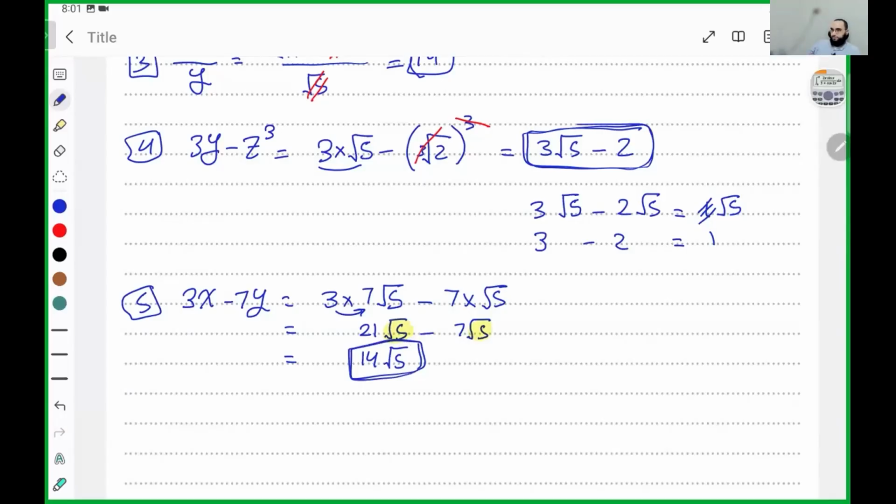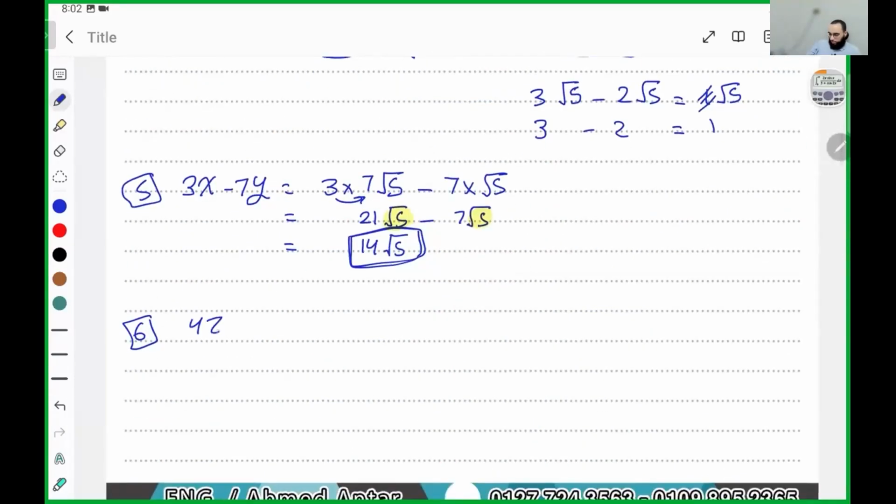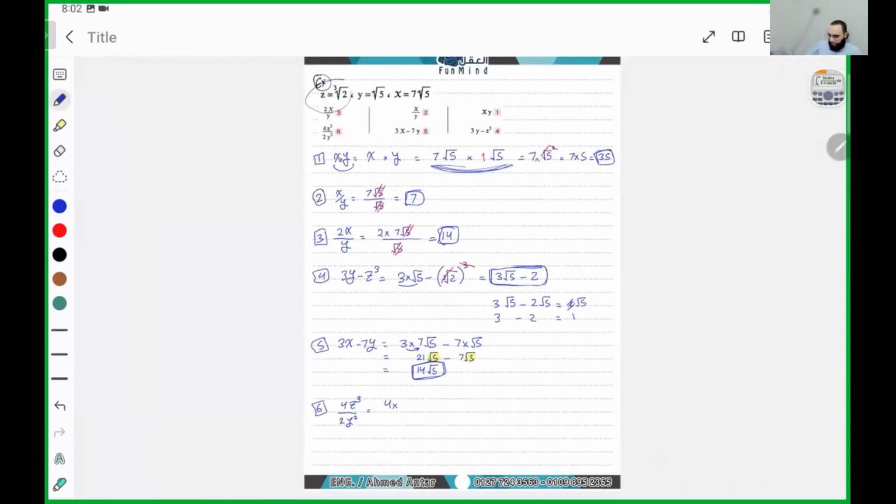Any problem? No. Nurhan, the last is 4z to the power of 3 over 2y to the power of 2. What is the value of z? The value will be 4 cubic root 2 to the power of 3, because it's z to the power of 3 over 2 times y to the power of 2. Y equals 5 square root 5, root 5 to the power of 2.